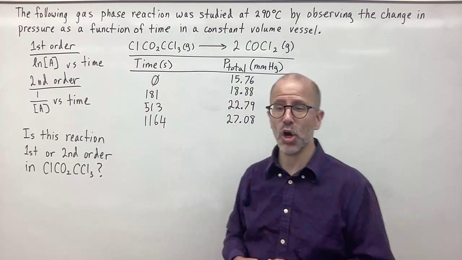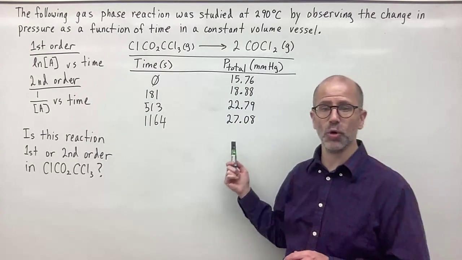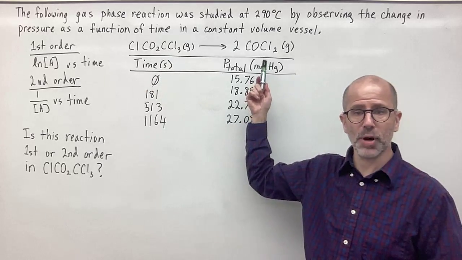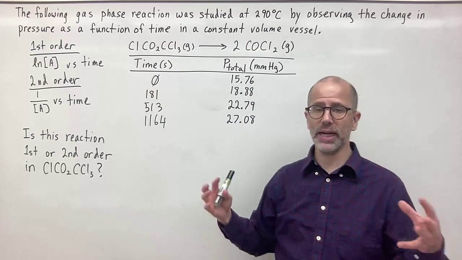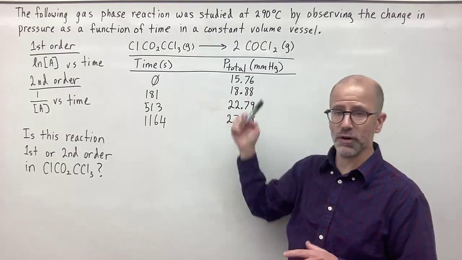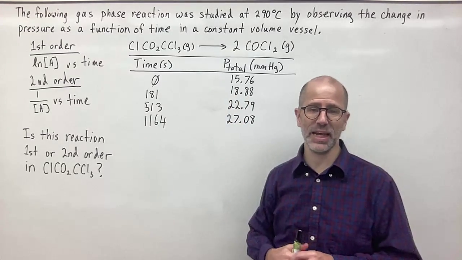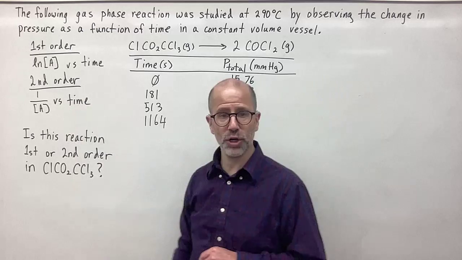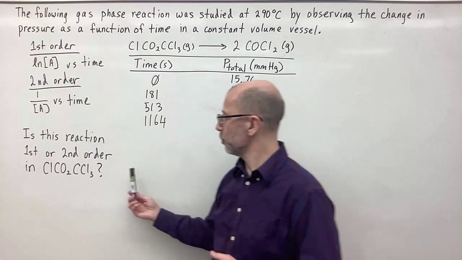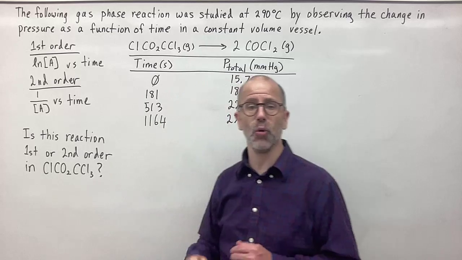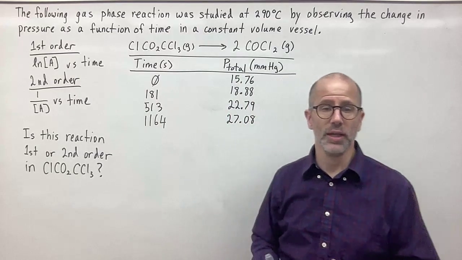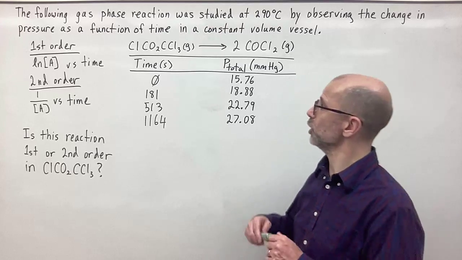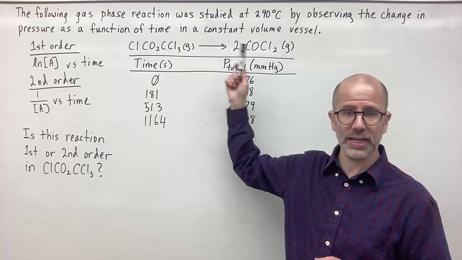And that brings me to the fact that we're dealing with total pressure. Notice that the reactant and the product are both gases. And if we're looking at the total pressure, it's the pressure of both gases together in the same container. Well, in order to figure out the order, we need only the pressure due to the reactant. We don't want the pressure due to the product. So how do we get that? Well, the key is to look at what the changes are in product and reactant.